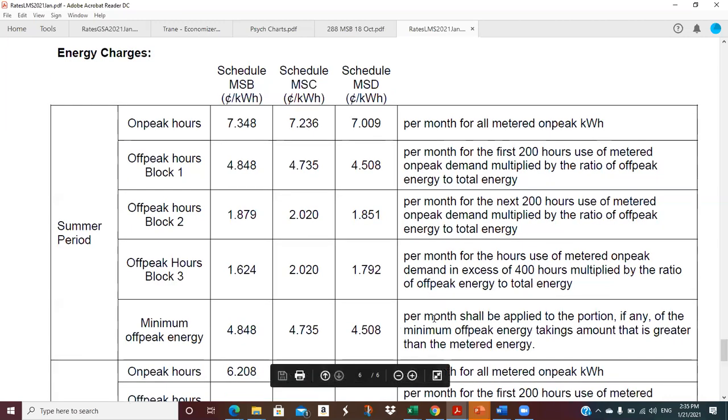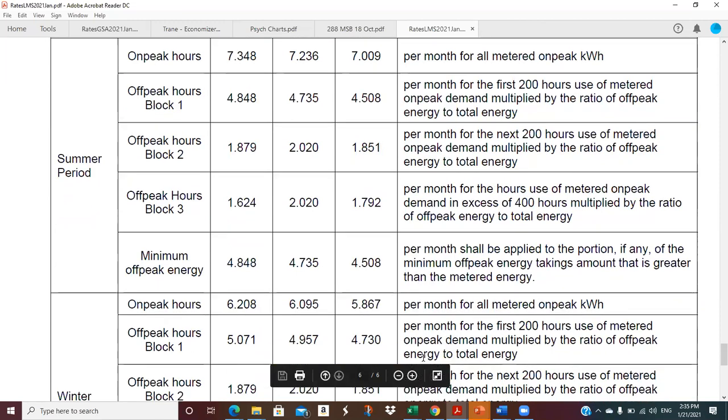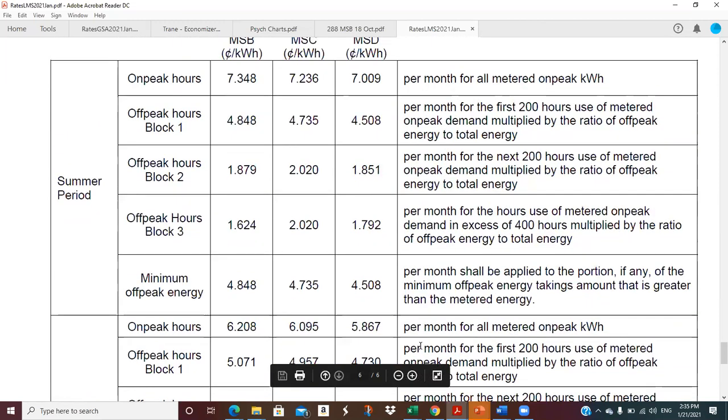Minimum. Minimum off-peak energy per month shall be applied to any portion of the minimum off-peak energy takings amount that is greater than the metered energy. What? I don't know what that says. The minimum energy take, I don't know what that means.